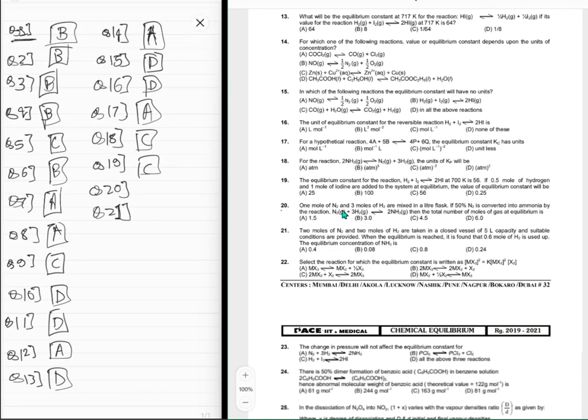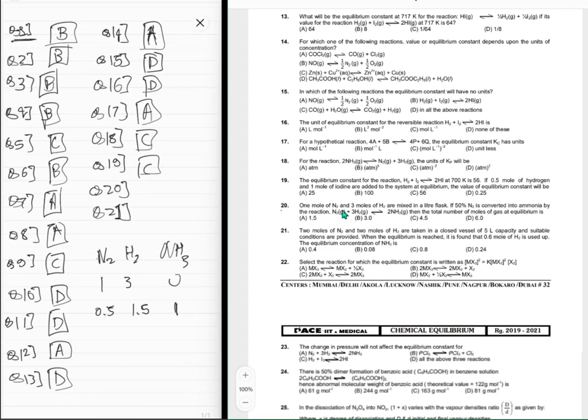50% N2 is converted to ammonia by this reaction, then the total number of moles of gas at equilibrium is. So once again, N2, H2, just have 1 mole of N2 and 3 moles of H2 mixed in a 1 liter flask, and you have no NH3. 50% N2 is converted to ammonia, so 50% is gone, and that's why I just have 0.5 over here. The reaction is 1 N2 plus 3 H2 gives 2 NH3, so it would have been 1 NH3. And for 0.5 N2, you just need 1.5 H2. So this is 1.5.